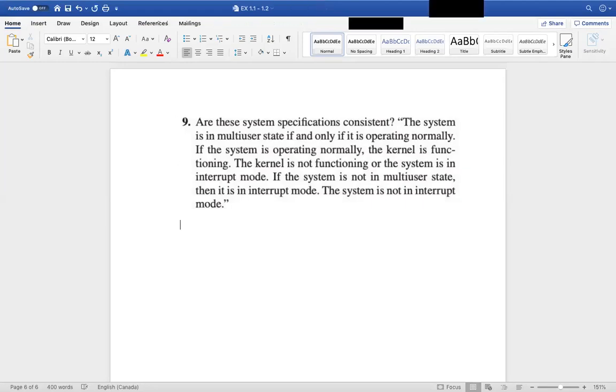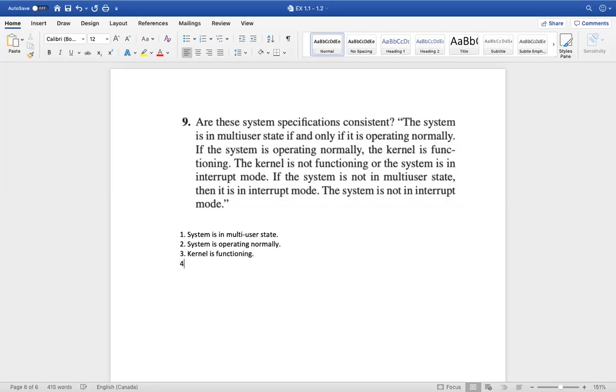Okay, so here we have 4 different propositional statements. Let's identify those. Here, the system is in multi-user state. So this is one propositional statement. The second one is the system is operating normally. First let's identify all the propositional statements, and then we will associate the propositional variables with them. The third is the kernel is functioning, and the fourth one is the system is in interrupt mode.